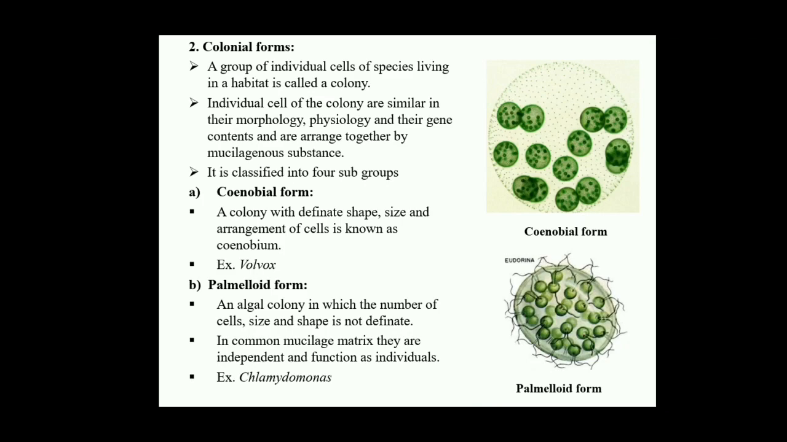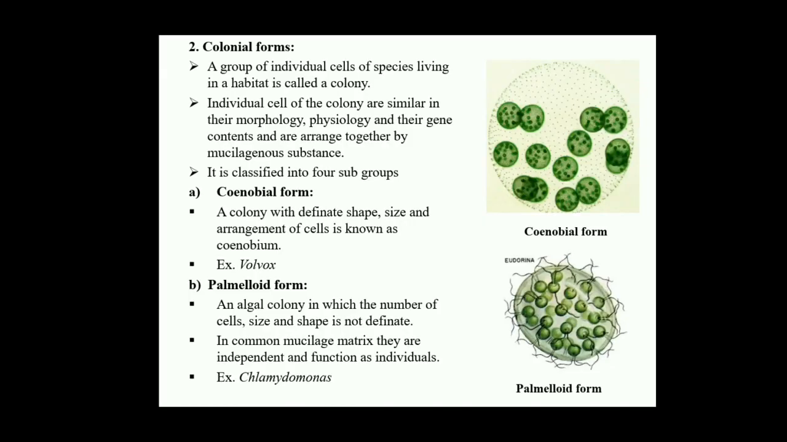Colonial forms. A group of individual cells of a single, particular species living in a habitat is called a colony. Individual cells of a colony are similar in their morphology, physiology and gene content. Physiologically their function is the same, morphologically the same, and the gene content of these cells is the same. They are held together by mucilaginous substance. It is classified into two subgroups: coenobial form and palmelloid form.